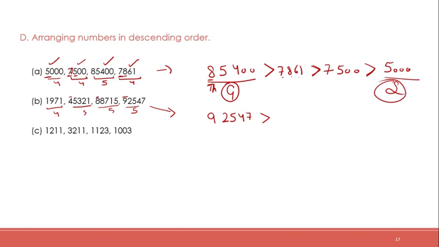Then we'll check the remaining. Here it is 8 and here it is 4. So 8 is greater. So 8, 7, 1, 5. Then 4, 5, 3, 2, 1. And at last we will write this, because this will be the smallest, since it has only 4 digits. So we'll write 9, 1, 9, 7, 1. So these numbers are arranged in descending order. Now this is the greatest, this is the smallest.